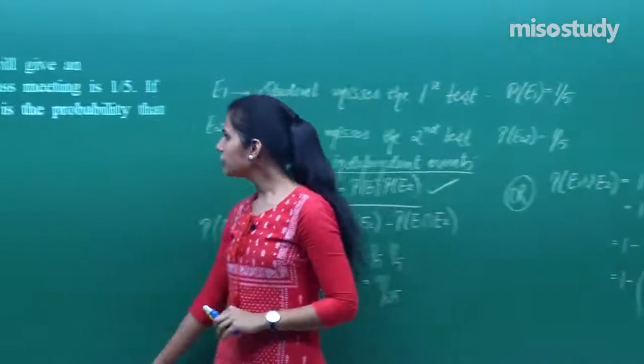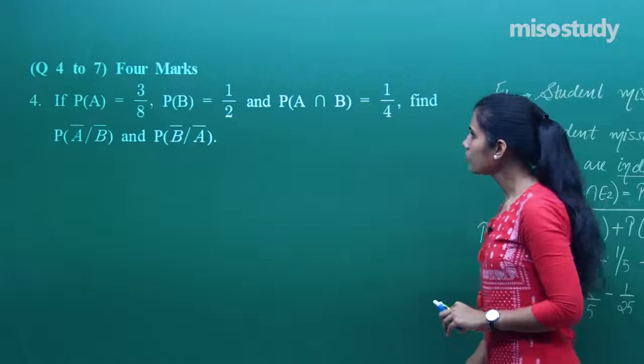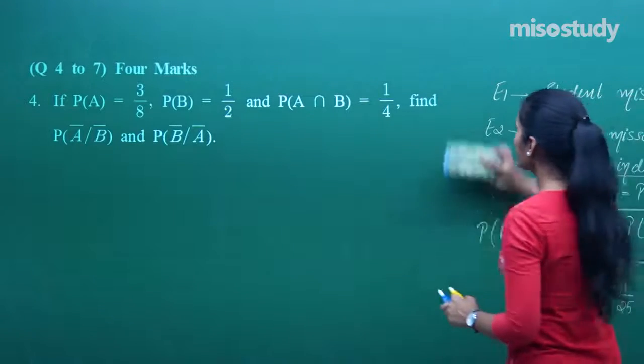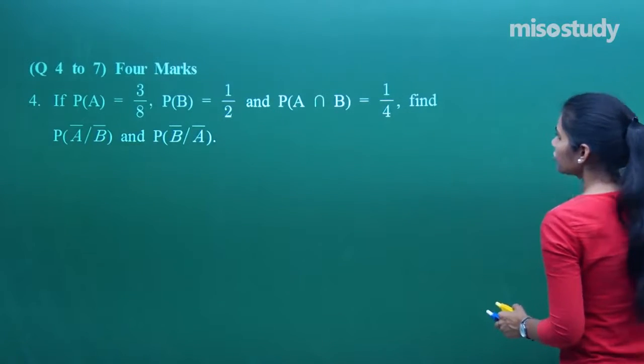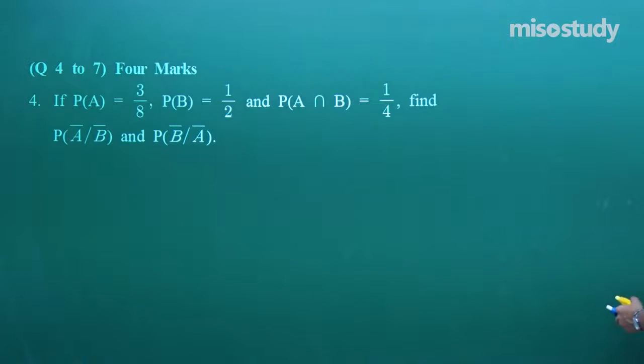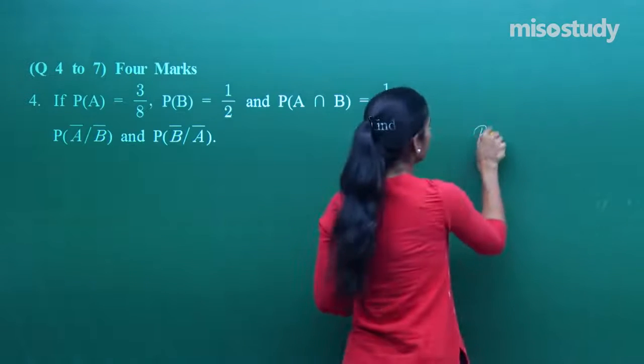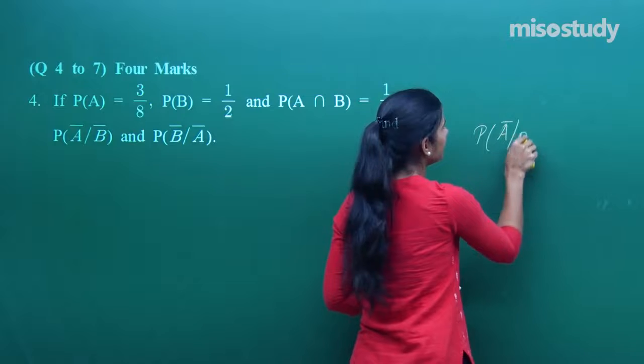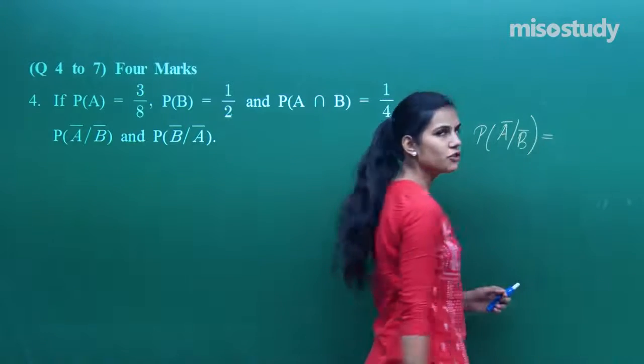Okay? Moving to the next, we have for 4 marks. Probability of A is given, B is given, A intersection B is given. Find probability of A bar by B bar and probability of B bar by A bar. Let's try to do that. Okay, so probability of A bar by B bar. Just apply the definition of conditional probability.